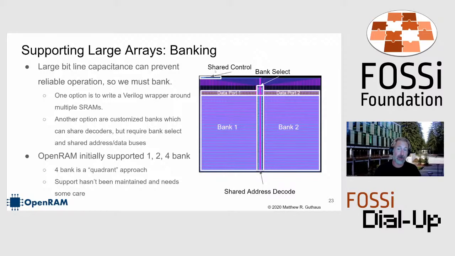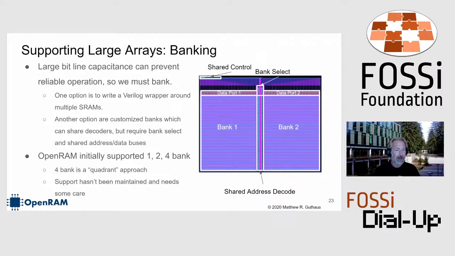Now, OpenRAM has had support for 1, 2, and 4 bank memories. We've actually temporarily disabled it, so it really only does one bank right now. We need to get that back up to speed now that we've done a lot of these changes. Particularly, changing to the hierarchical word line would interact with this. And that's why we let that lapse a little bit.